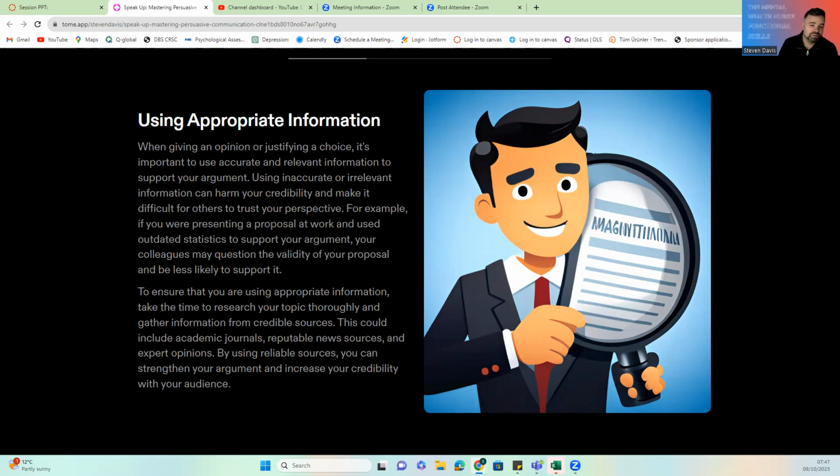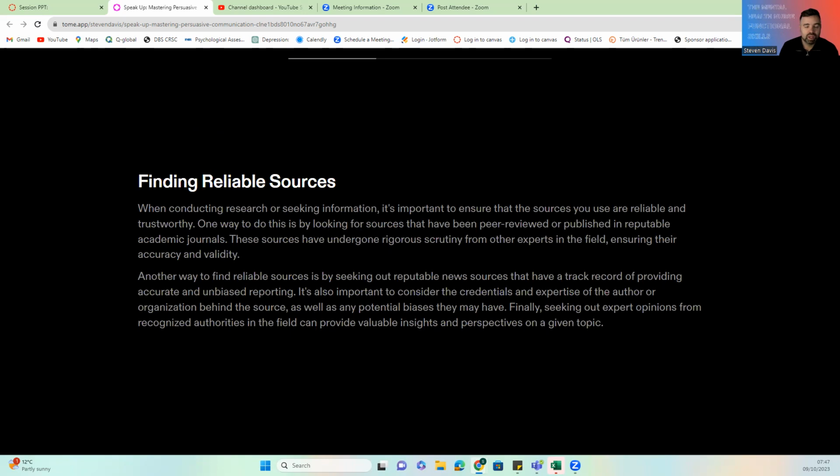To ensure that you're using appropriate information, take the time to research your topic thoroughly and gather information from credible sources. This can include academic journals, news sources, and expert opinions. By using reliable sources, you can strengthen your argument and increase your credibility with your audience.